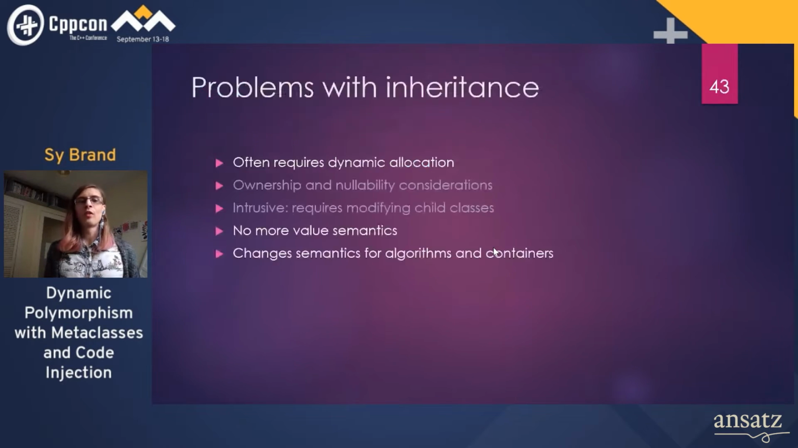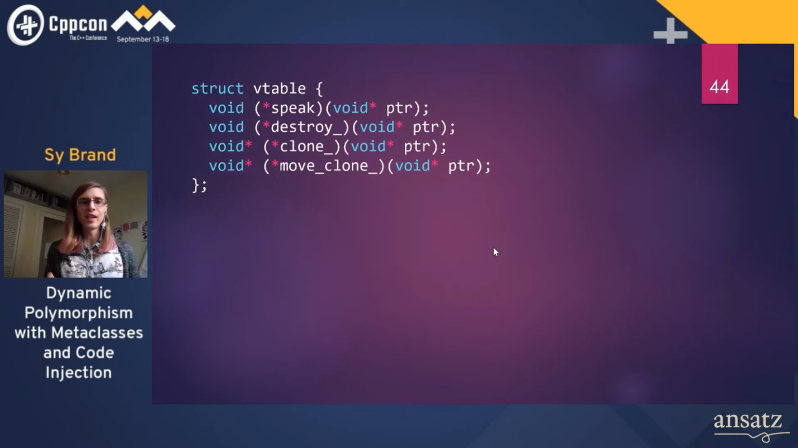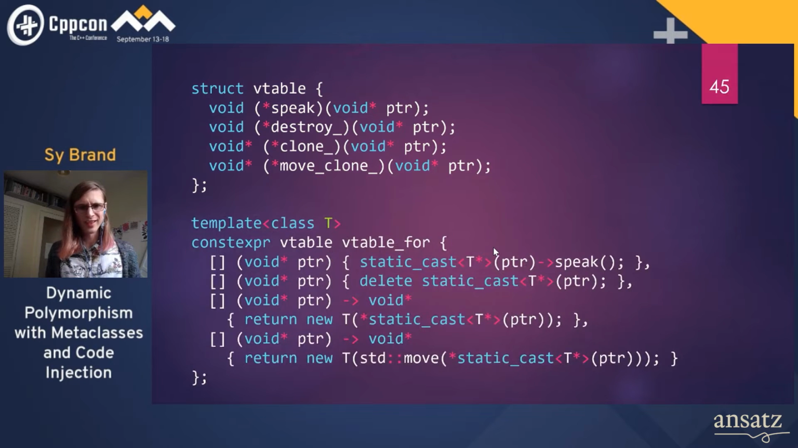However, we still have the problem with value semantics because we can't copy these objects, but we can solve that. We can extend our Vtable with a clone function and a move clone function. And these do roughly what you'd expect. Clone will allocate a copy, move clone will allocate by moving from the object. I'm going to flash up the code for this. It's not that important, it's kind of gnarly. But you can see the third and fourth functions, allocate new and then allocate new and move.